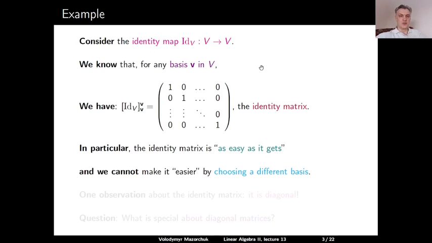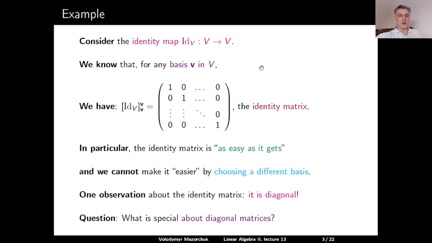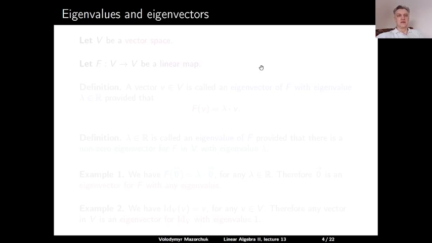So what are the properties of the identity matrix which one can observe? One such property is that this matrix is diagonal. So how can one characterize diagonal matrices compared to how the linear operator, which is described by a diagonal matrix, acts on a vector space? So this is the first thing which we will discuss. So let's start now with the main definitions.